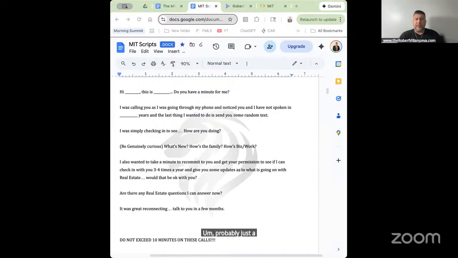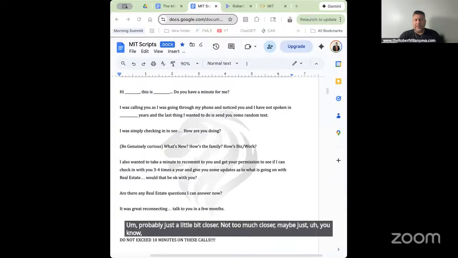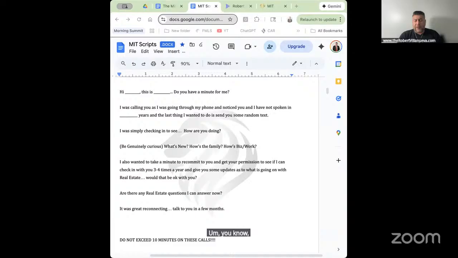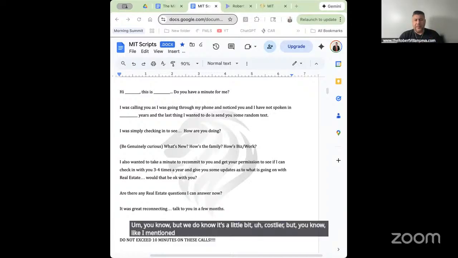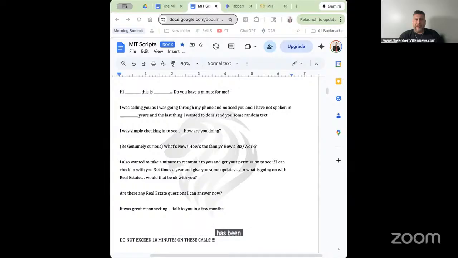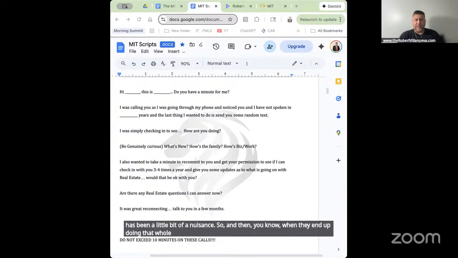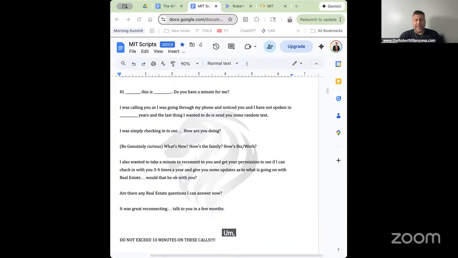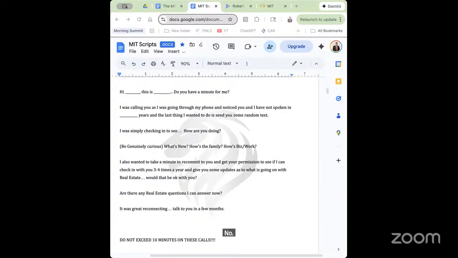Probably just a little bit closer, not too much closer, maybe just 10, 15 minutes closer to the city. We do know it's a little bit costlier, but like I mentioned, the commute has been a little bit of a nuisance. And they ended up doing that whole bridge, narrowing it down to a lane or two. That's not fun. No, that isn't fun.